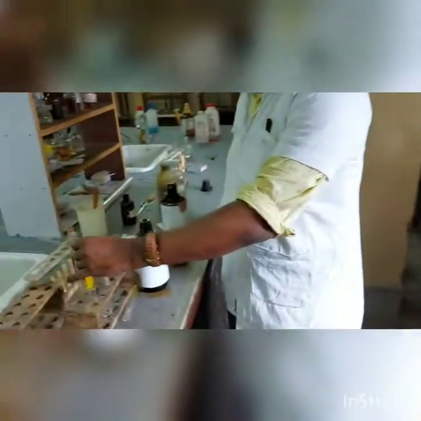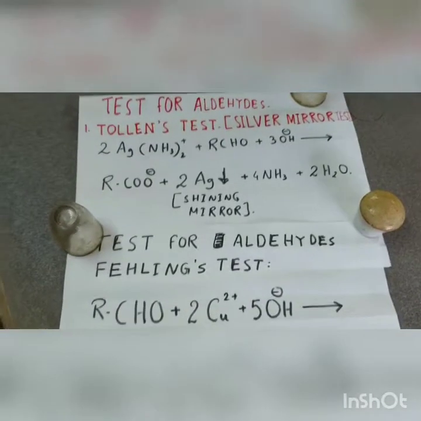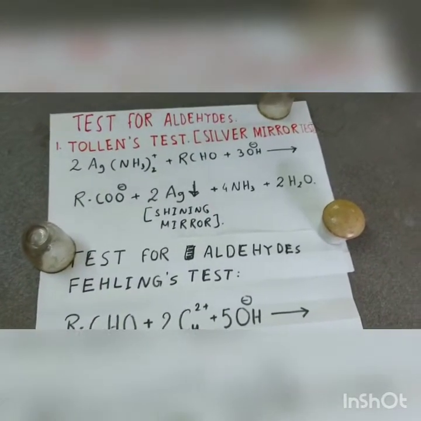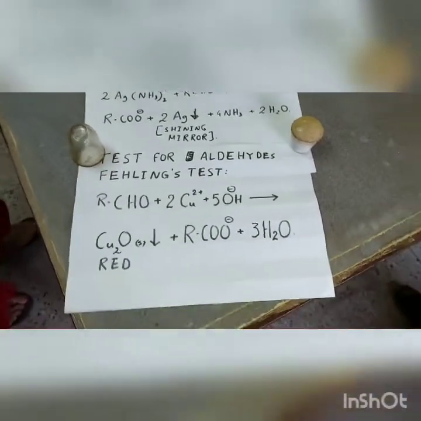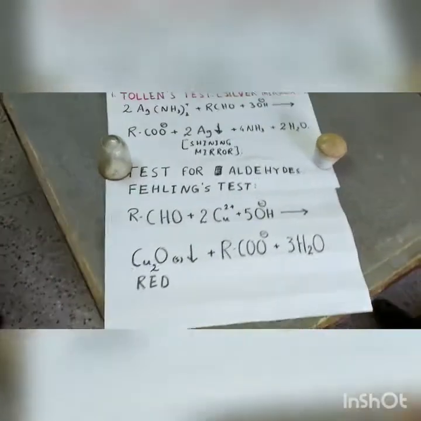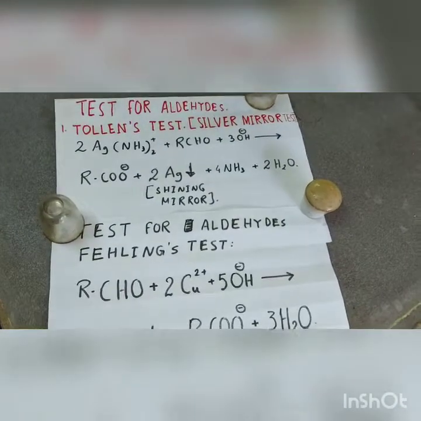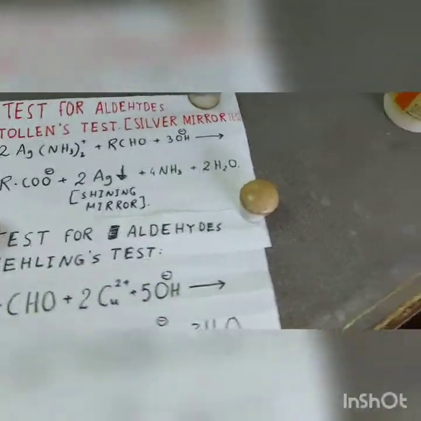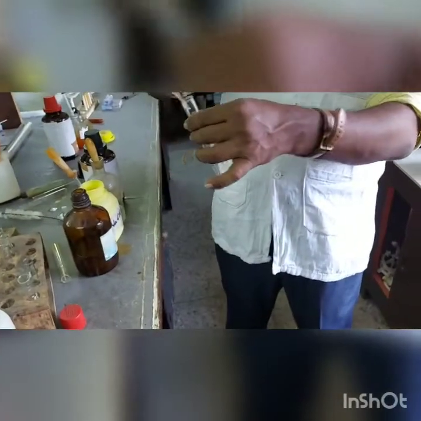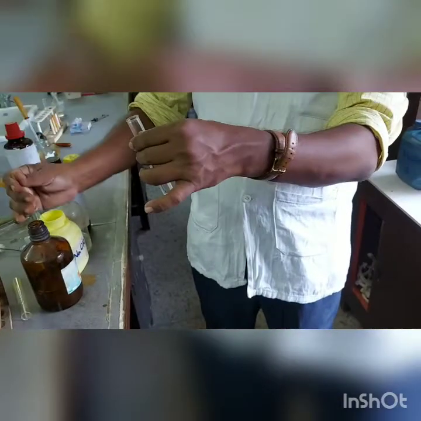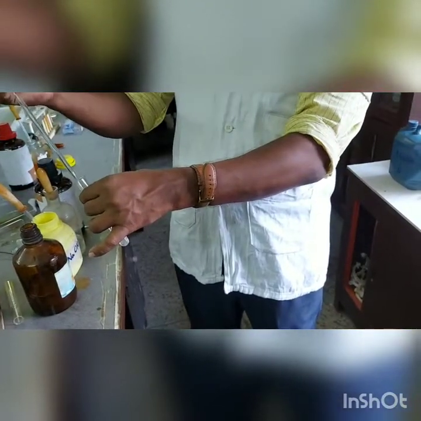Before that, I have shown you the test for the carbonyl group. Now I am going to show you the test to distinguish aldehyde, that is the Tollens test. First, see how to make Tollens reagent. Tollens reagent is ammoniacal silver nitrate solution. So I am going to take silver nitrate solution in a test tube.